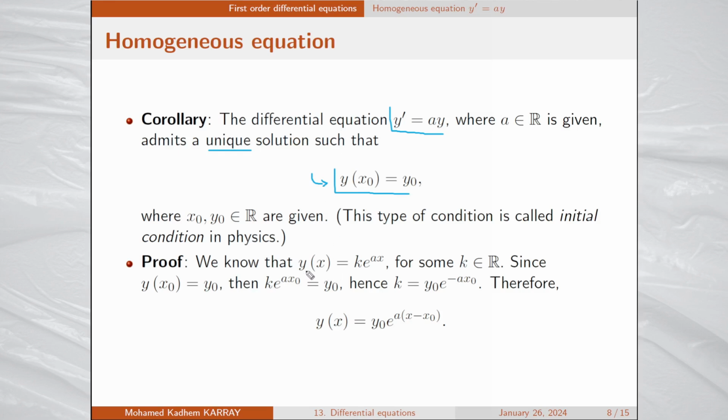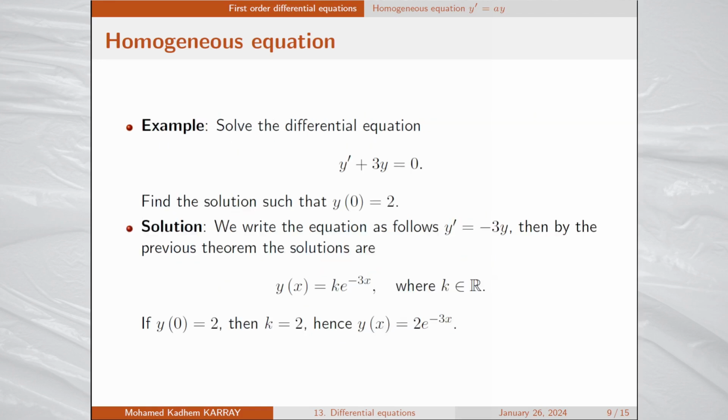We know that the general solution of our equation has the form y of x equals k multiplied by exponential ax for some constant k. But since y of x0 equals y0, we can replace y of x0 by its expression here, and we get that k equals y0 multiplied by exponential minus ax0. Replacing the expression of k now in the general expression of y, we get the unique solution of our equation, satisfying that y of x0 equals y0.